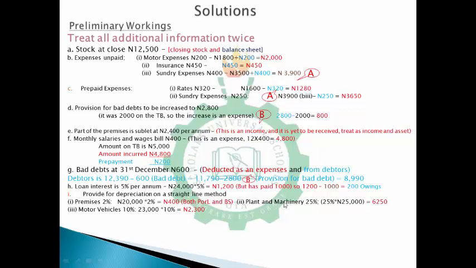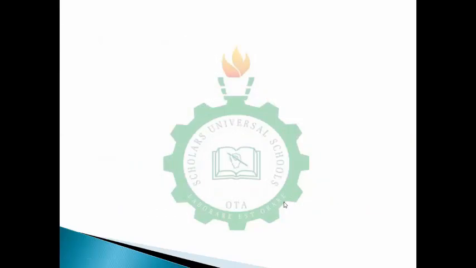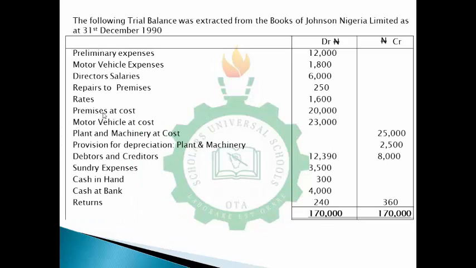If you check the additional information, if you check the question so well, you notice that provision for depreciation already on plant and machinery, 2,500 naira, has been provided. And we've been asked to charge 25% depreciation on plant and machinery again, which is 6,250.